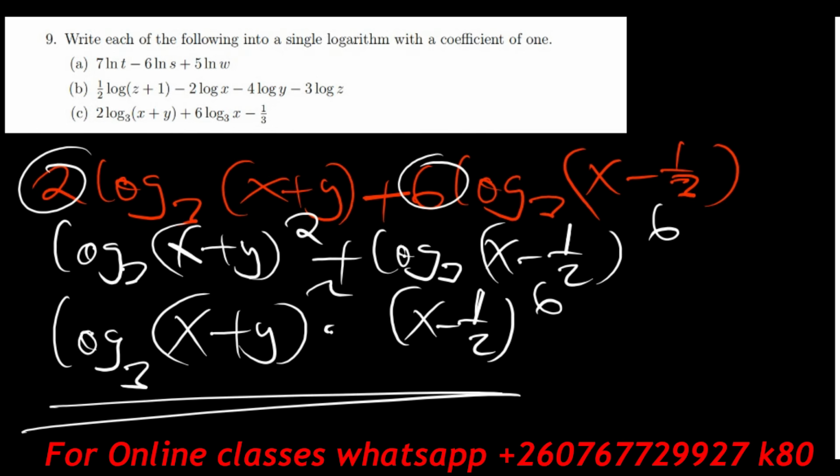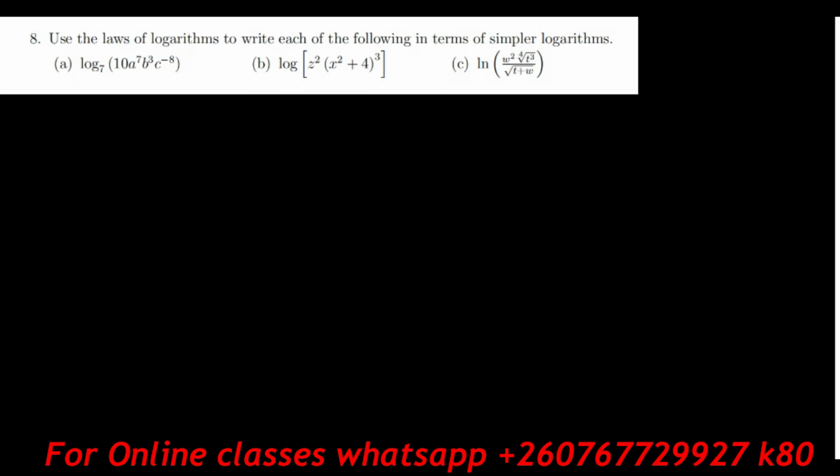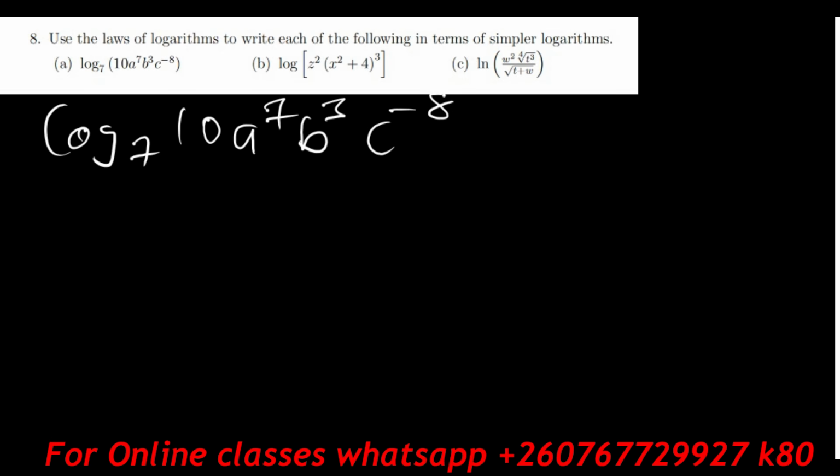Okay, that is it for question 9. Now let's go to question 8. We are running away from condensed. We want to expand it. The first one is log base 7 of 10 a to the power 7, b to the power 3, c to the power negative 8. So how many things do I have here? I've got a number, 1 2 3 4.